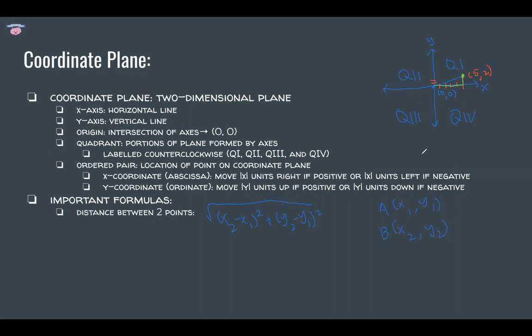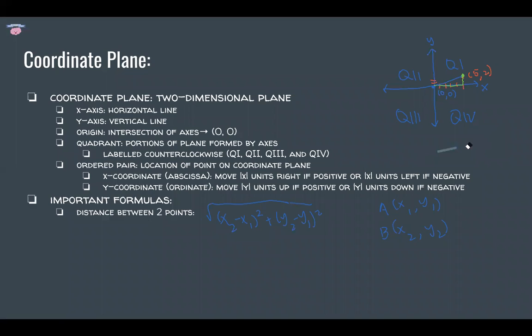So the Pythagorean theorem states that a squared plus b squared is equal to c squared, where a and b are the legs, c is the hypotenuse. So there, it's 5 units to the right, 2 units up. So it'll be 5 squared plus 2 squared is this length. And we have to square root it, which is why we have a square root over here.